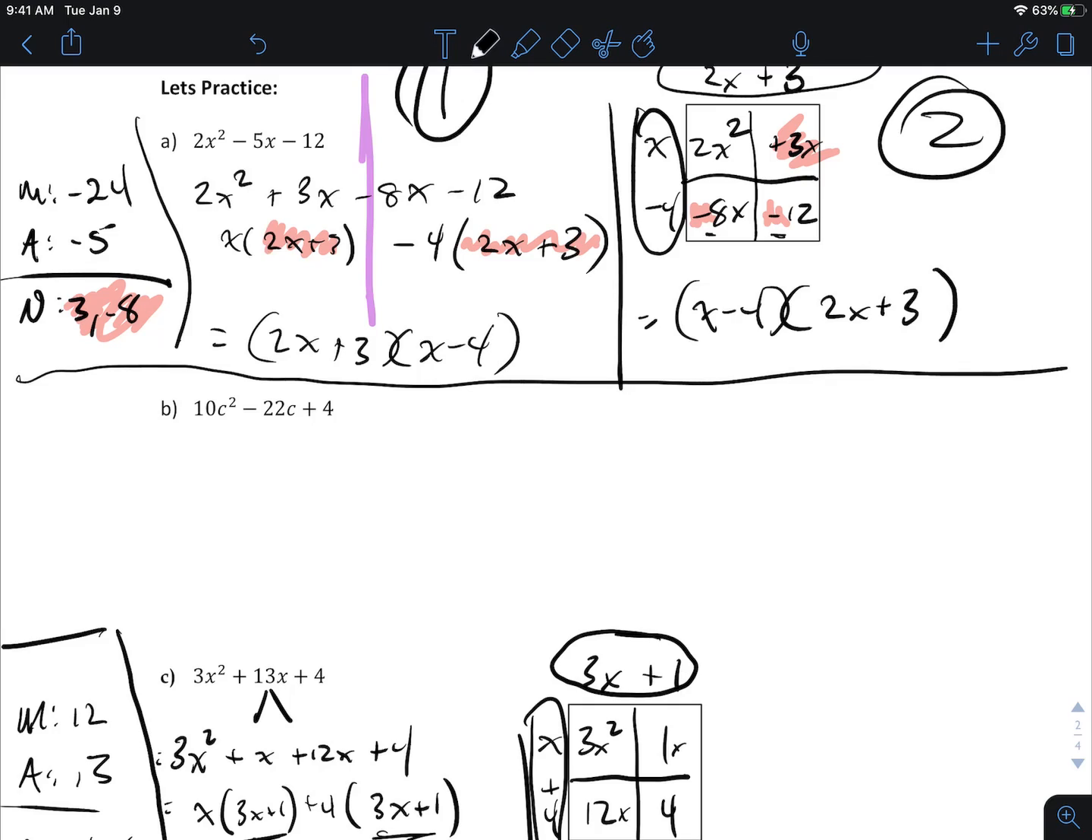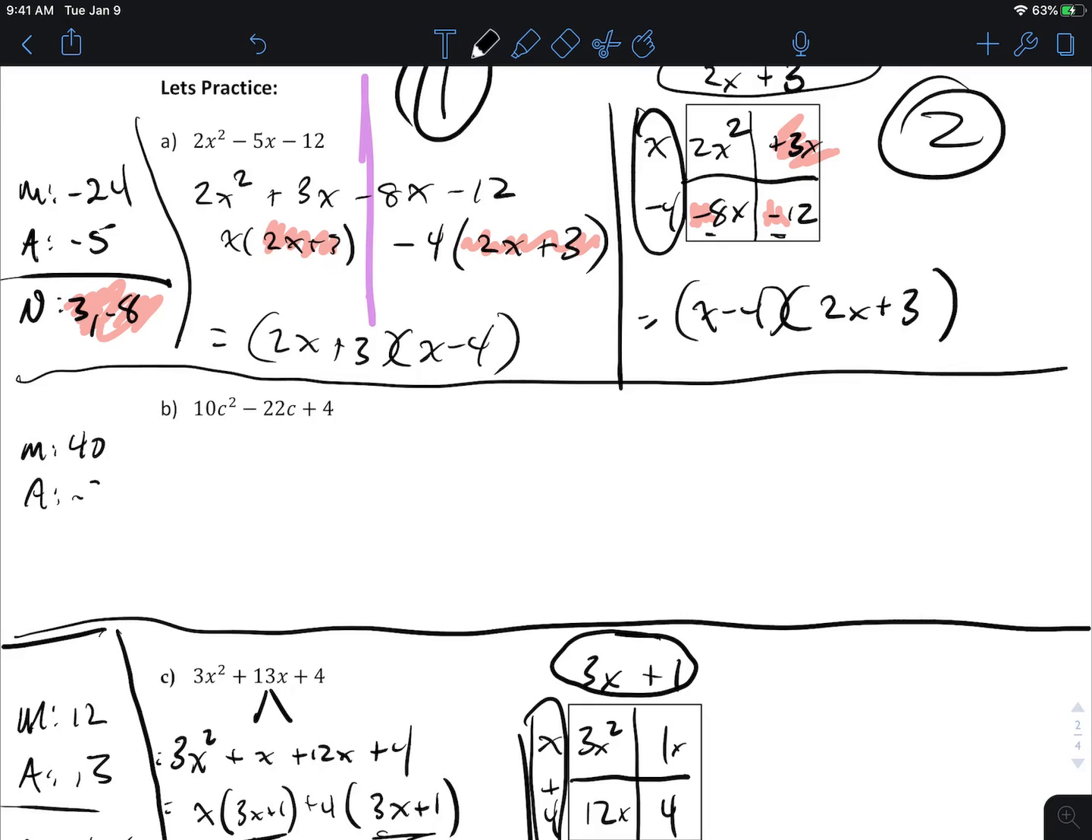I'm going to try and squeeze this in here. Okay, so I'm going to need 2 numbers that multiply to 40 and add to negative 22. What are those? Okay, good. So that one's a little bit easy. You can kind of see that one, right?